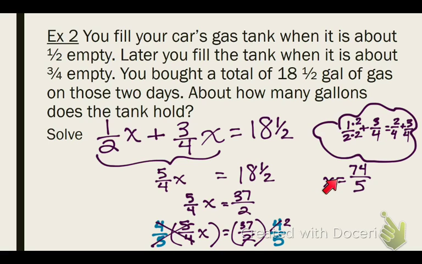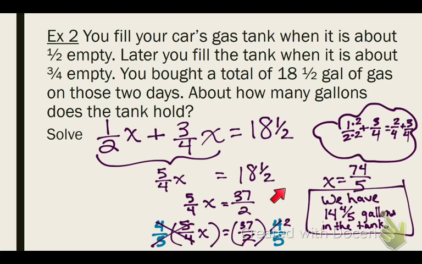After I get my answer, I've got to make sense of it. It's asking about gallons. We never say, oh, I got 74/5 of a gallon, or gallons in my tank. So now let's put it back to a mixed number. So making sense of it, we have 14 4/5 gallons in the tank.